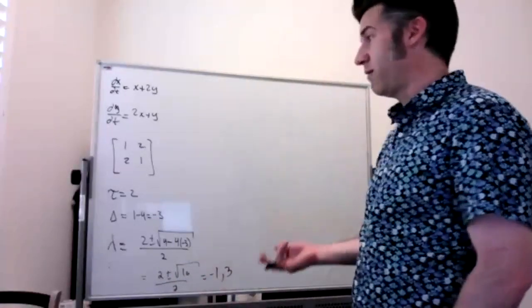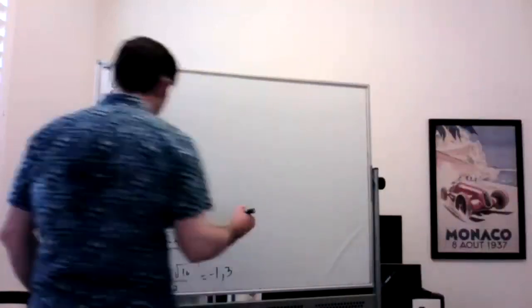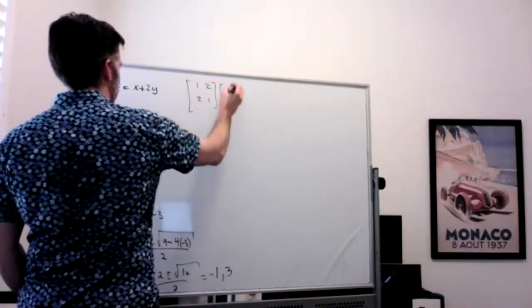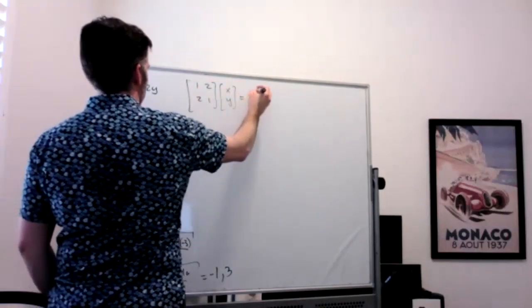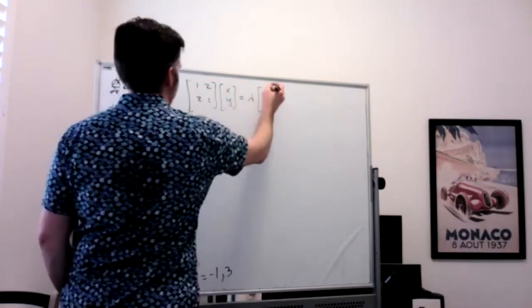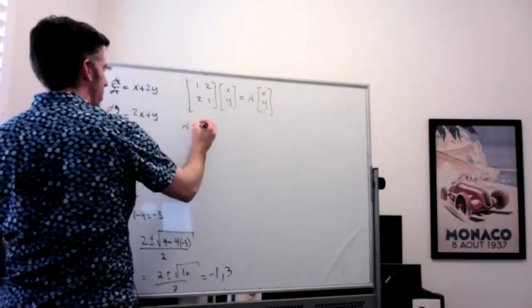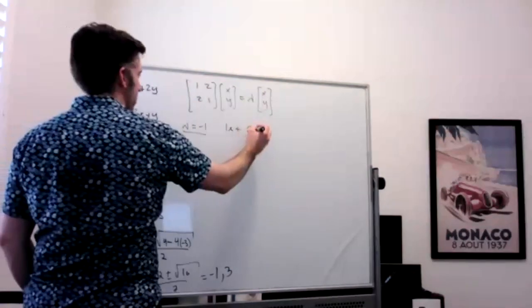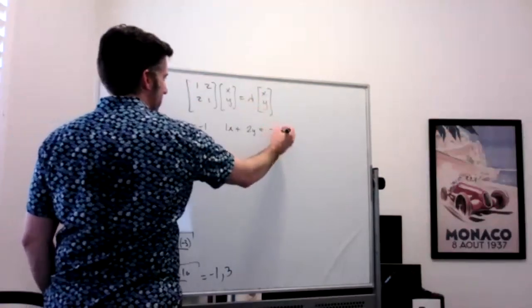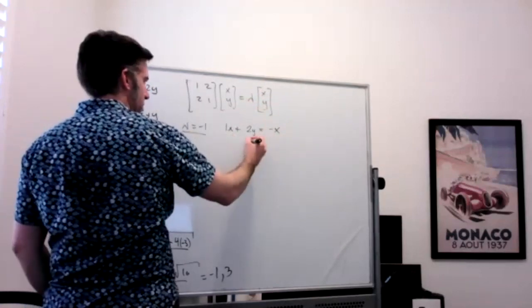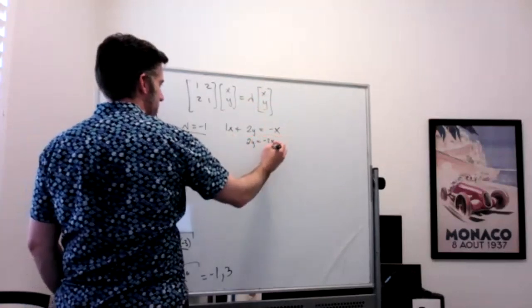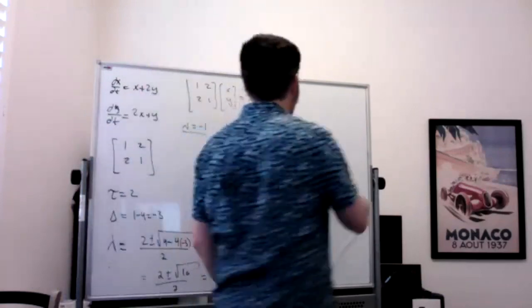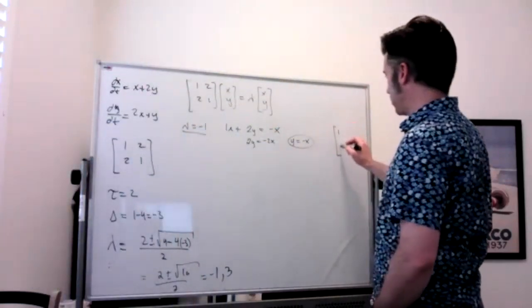All right, so those are our eigenvalues. Let's find the eigenvectors. So 1, 2, 2, 1 times (x, y) equals lambda times (x, y). If lambda equals negative 1, I get 1x plus 2y equals negative 1 times x. So subtracting x, 2y equals negative 2x, y equals negative x. So there's my eigenline, and here's my eigenvector: x is 1, y is negative 1.